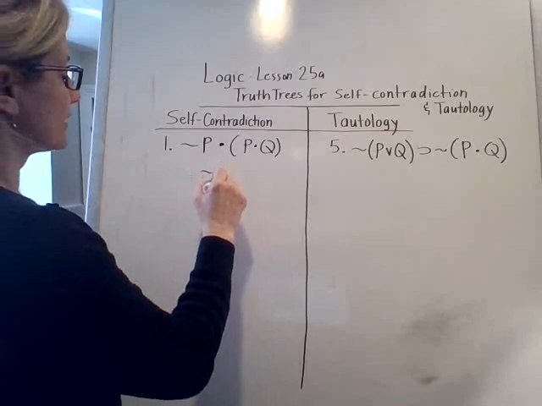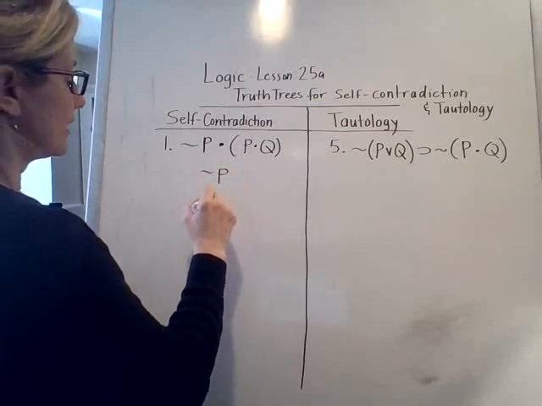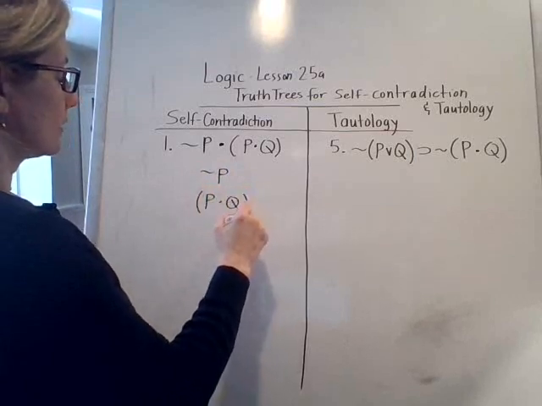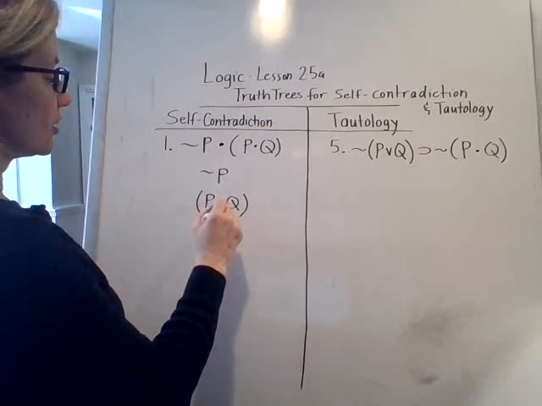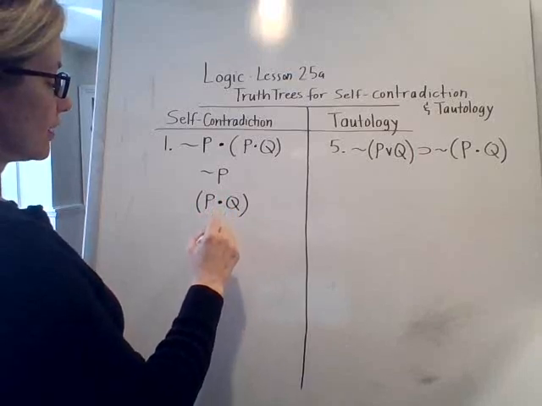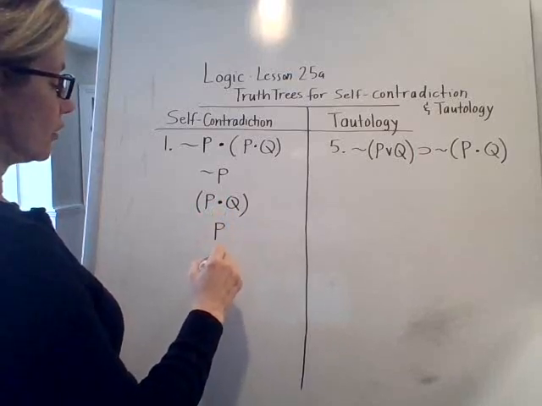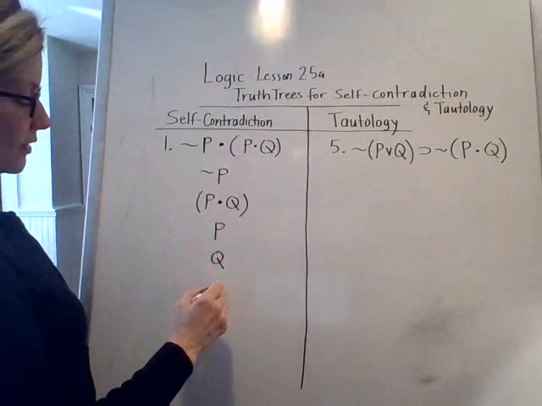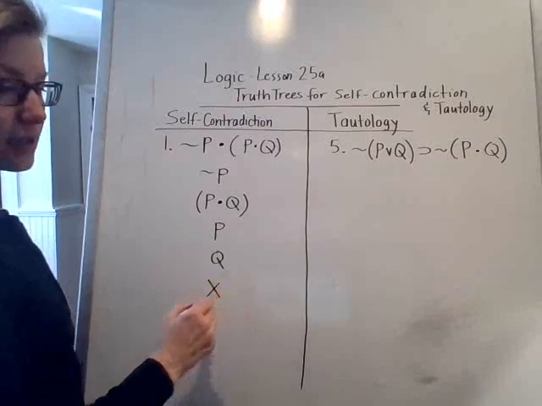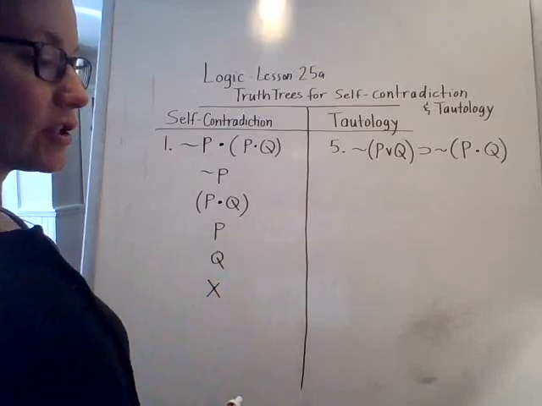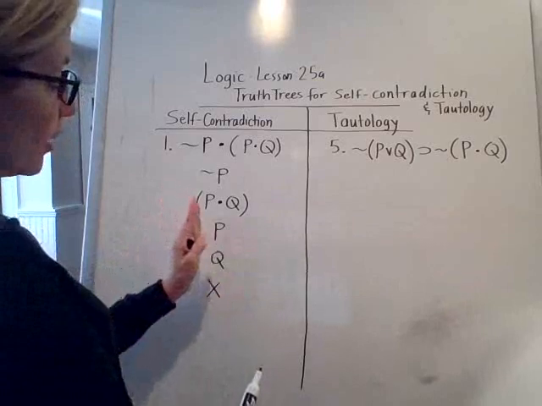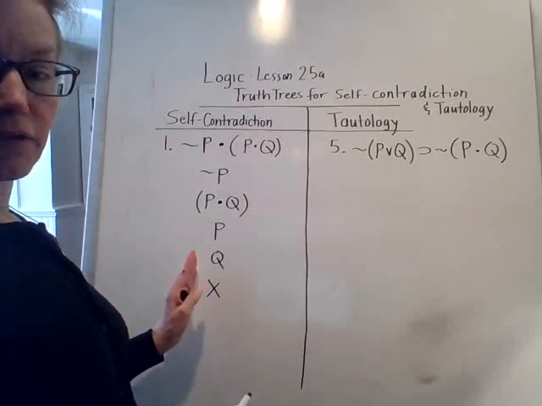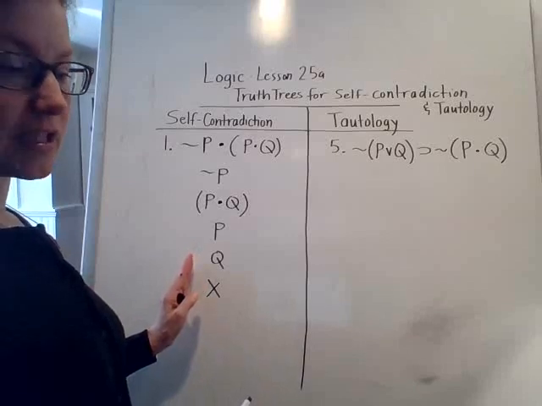decomposes like this, not P and Q. Right, we have not P here, and here's another conjunction which decomposes to P and then Q. And here you see we have not P and P, so we'll just put an X to show that it's a closed branch. And so there's only one branch in this problem, and it's closed. Therefore, it is a self-contradiction.